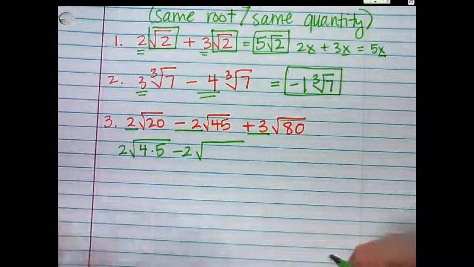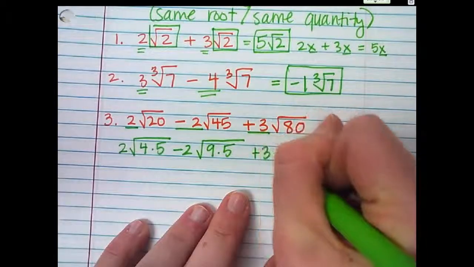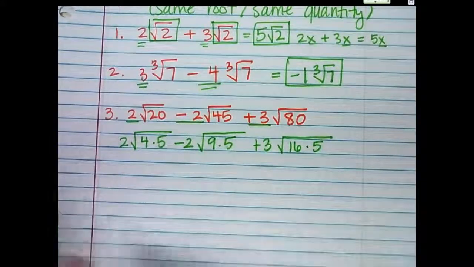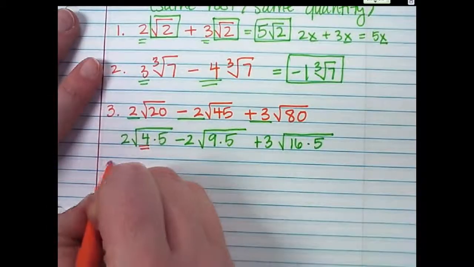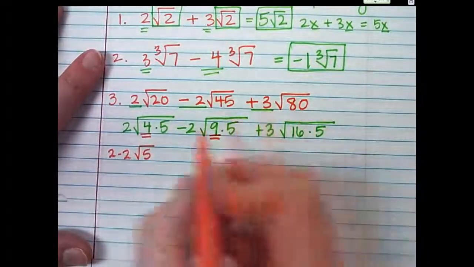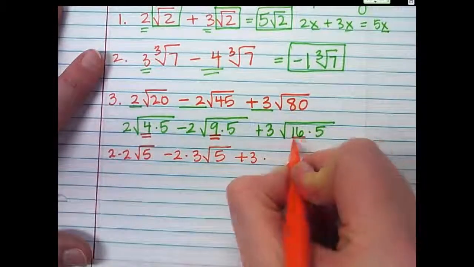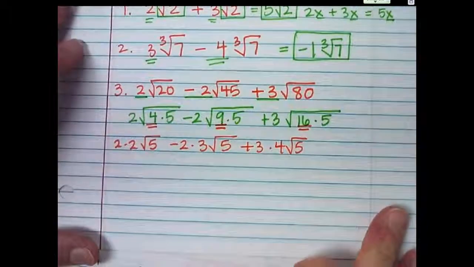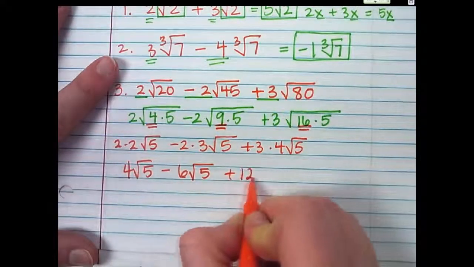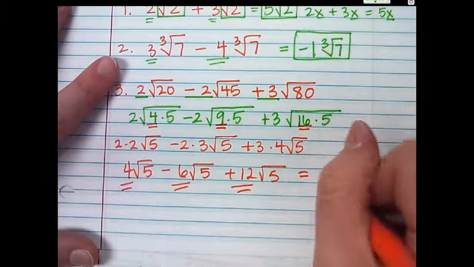So I'm just going to go down the line. 2 times what's inside 45? 9 times 5. And then plus 3. And we already did 81, so what is this one? 16 times 5. Okay, so I'm going to take the square root of 4, which is 2, and pull that out front. The square root of 9, which is 3. And the square root of 16, which is 4. So we get 4 square root 5 minus 6 square root 5 plus 12 square root 5, which is 4 minus 6 plus 12, 10 square root 5.